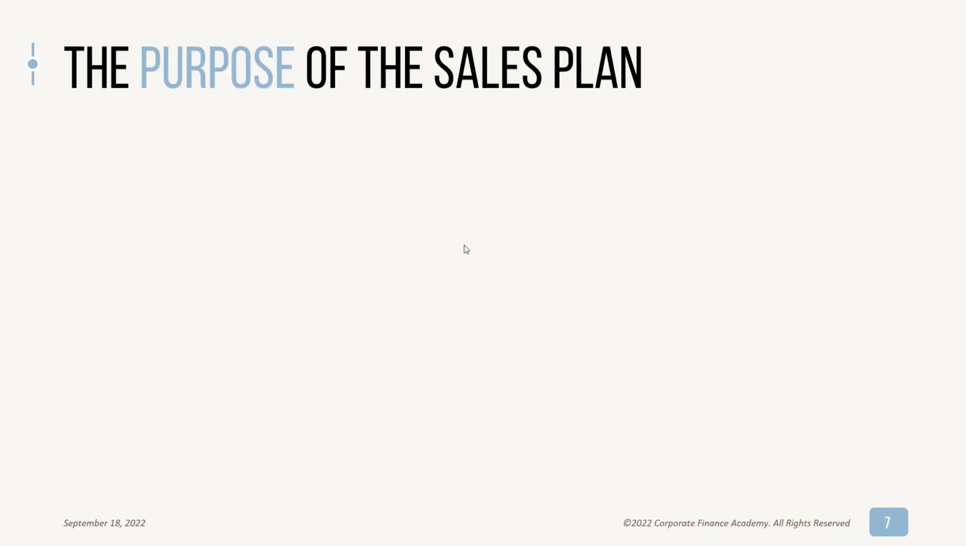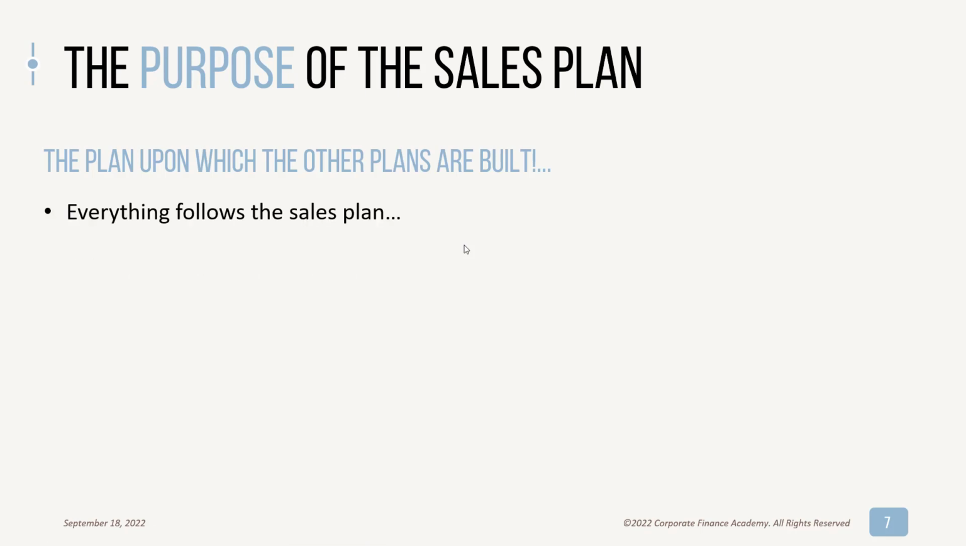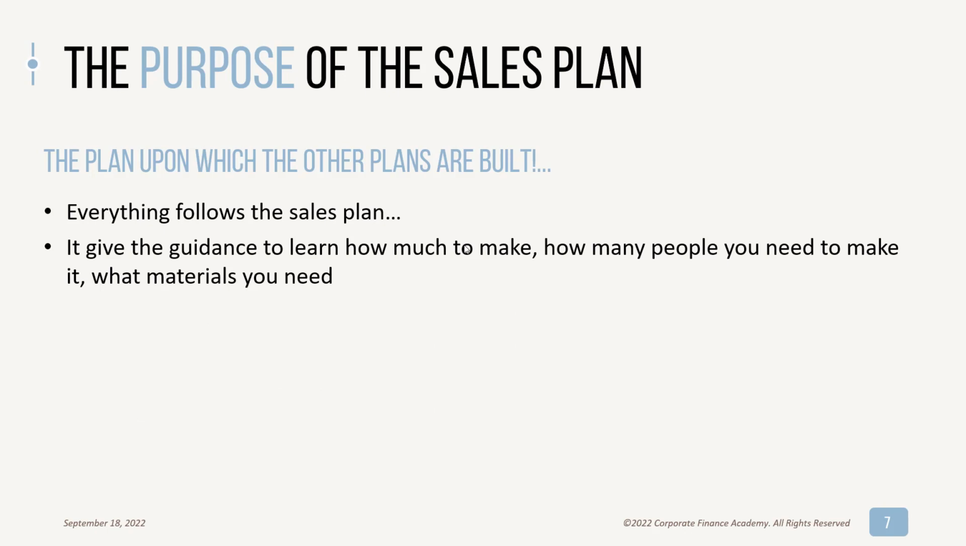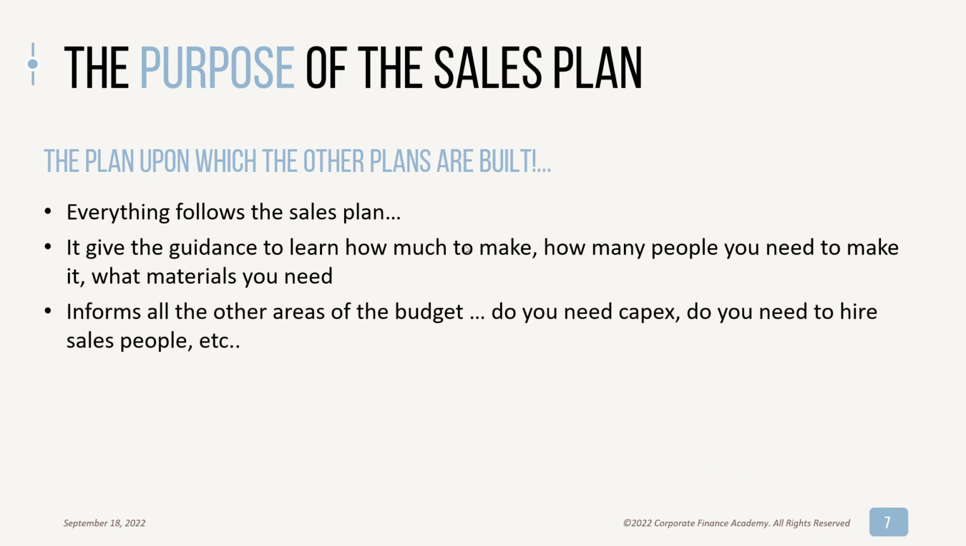So now, the purpose of the sales plan. It's really the plan upon which all the other plans are built. Everything follows the sales plan. It's going to give you the guidance so you know how much to make, how many people you need to make it, and what materials you need. Those things aren't actually done in the sales plan, but you need to know the sales plan in order to do those things. So it's going to inform all these other areas of the budget.